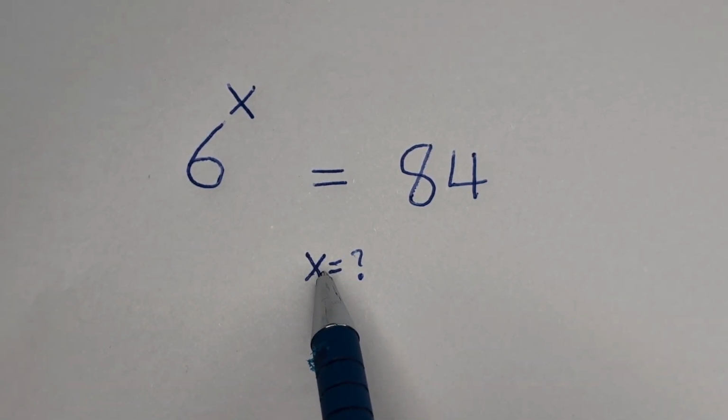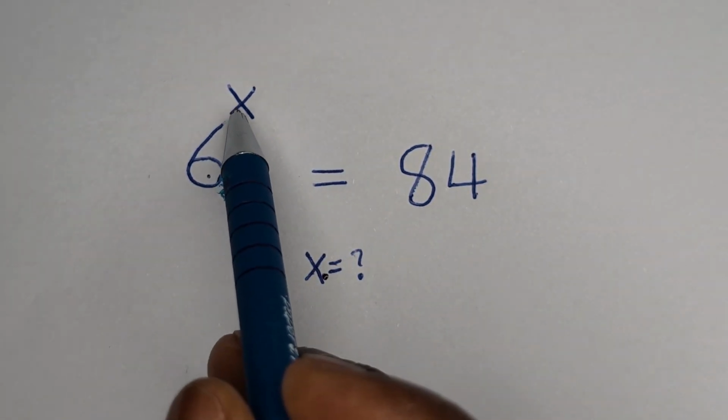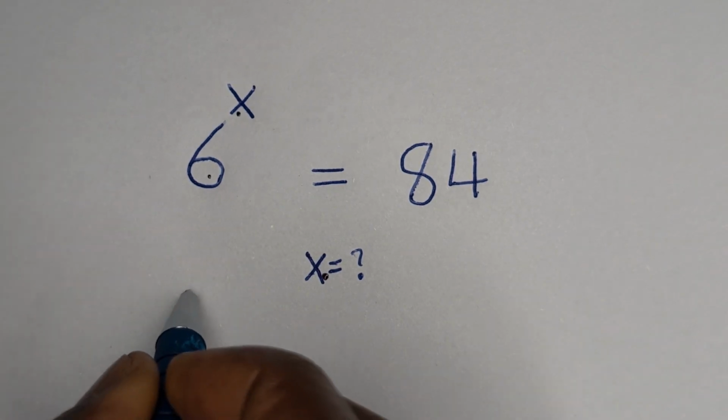Hello, how to solve for x in this equation? 6 raised to power x is equal to 84. Solution.